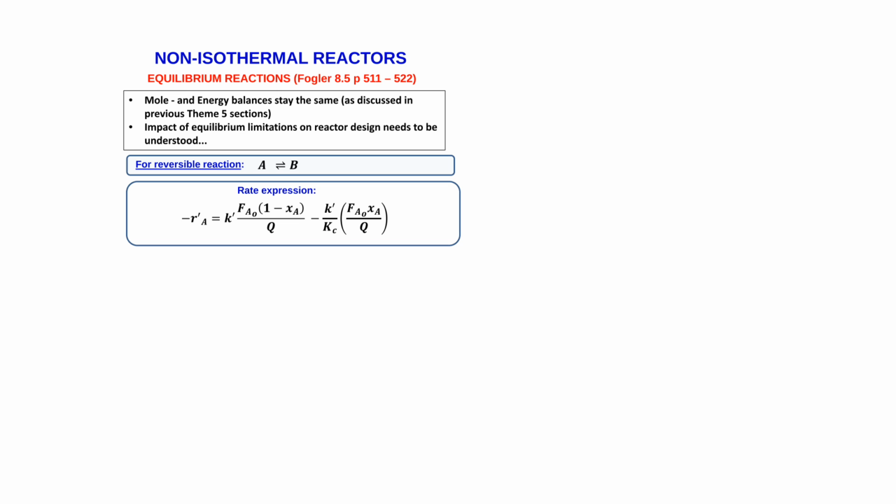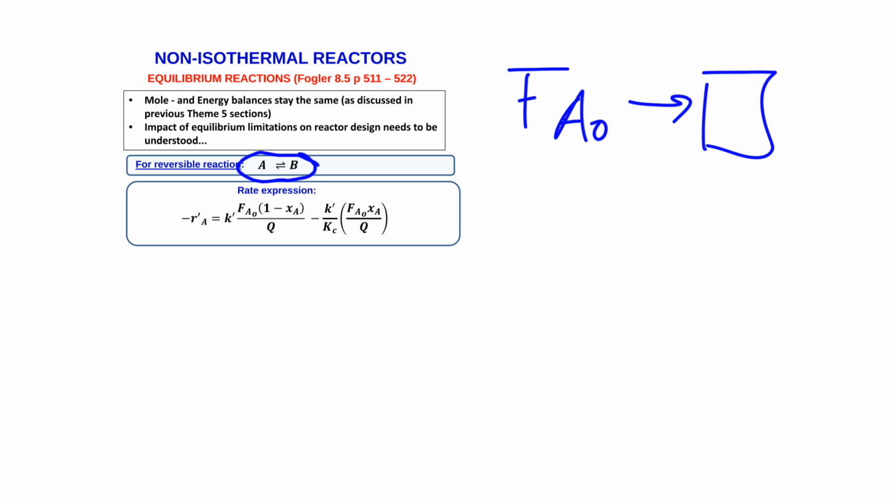For the rest of the video, we are going to consider a very specific reaction, the simple isomerization reaction. We are going to assume that we have pure FA0 fed to a reactor, at this stage any reactor, so non-specific, that we need to process. This is therefore the elementary rate expression of that reversible reaction.